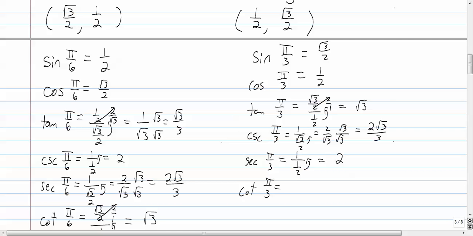And then cotangent of pi over 3, or 60 degrees, is going to be x over y. So 1/2 over square root of 3 over 2. Flip and multiply. The 2's cancel out. And you have 1 over the square root of 3. Rationalize. And you get square root of 3 over 3.